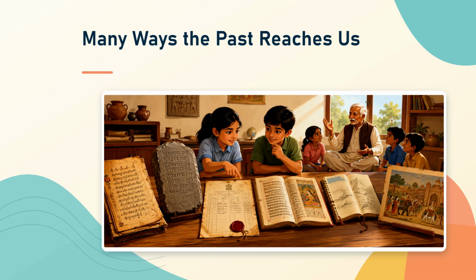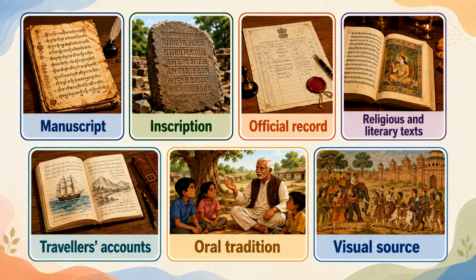Imagine a table holding a handwritten page, words carved on stone, an official-looking sheet, a remembered story being told, and an old picture. They all seem to speak about the past, but they do not speak in the same way. Scan the 7 cards and notice that they do not all carry information in the same way.